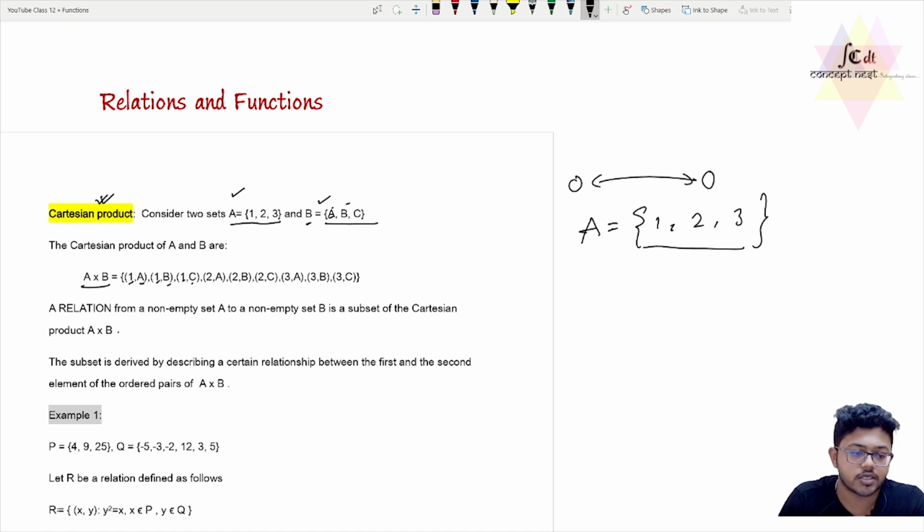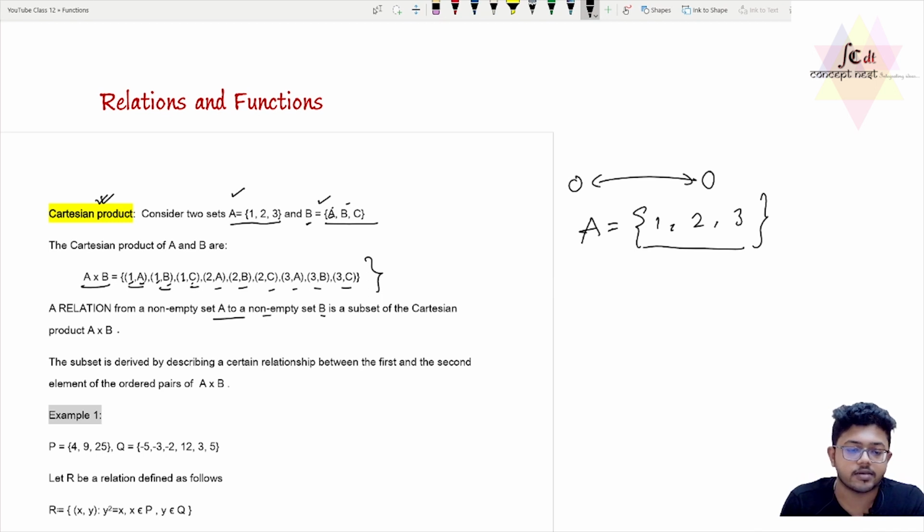A relation from a non-empty set A to a non-empty set B is a subset of the Cartesian product A cross B. The sets must be non-empty, because if a set is empty, it doesn't contain anything, and you cannot make a relation into a vacuum or an empty space. You need something to make a relation to. You have understood what a Cartesian product is. Basically these are like our graphing points in a two-dimensional graph. We plot points, right? It's similar, x-axis and y-axis.